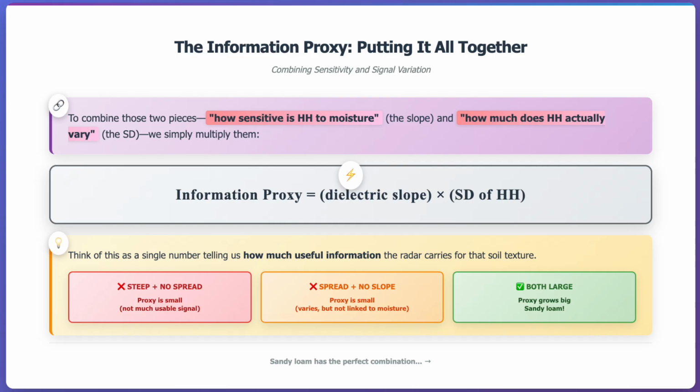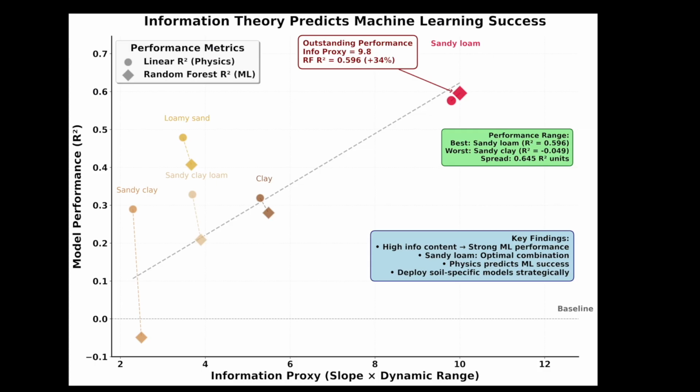So it means that the information proxy, the way we have defined it, translates to strong machine learning performance. Sandy Loam ends up having the highest information proxy, and that's why it's a clear winner. It has the highest dielectric sensitivity and plenty of signal variability, with the product which we have defined as the information proxy here. So the machine learning model can learn to predict moisture accurately in the sandy loam case. By contrast, the other textures with low slope or narrow backscatter, which means low information proxy, simply don't carry enough information.